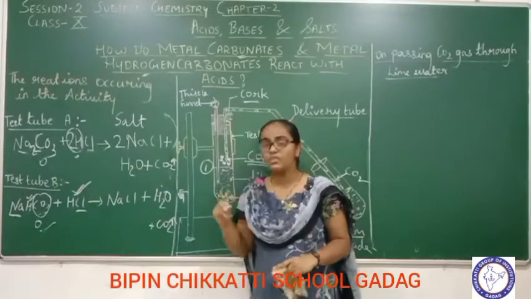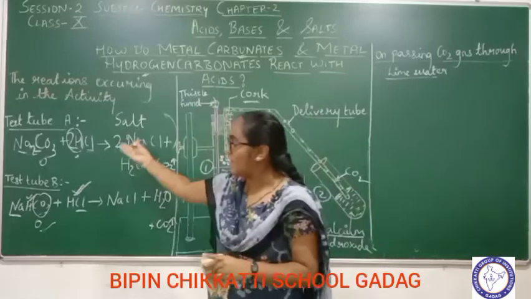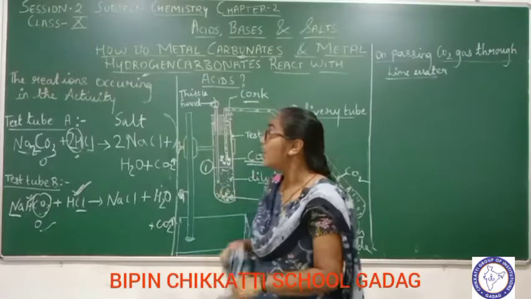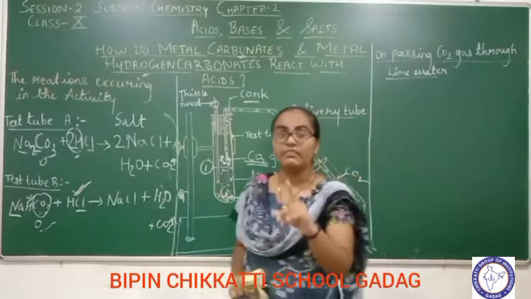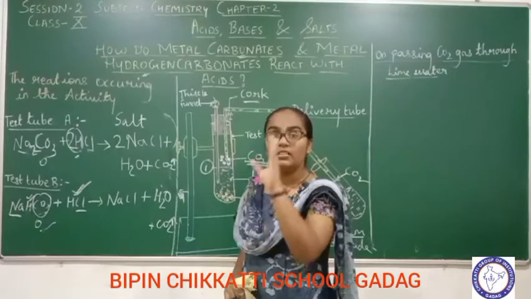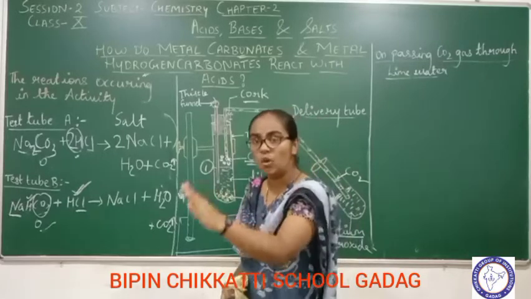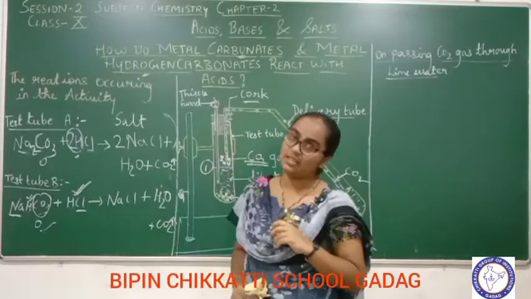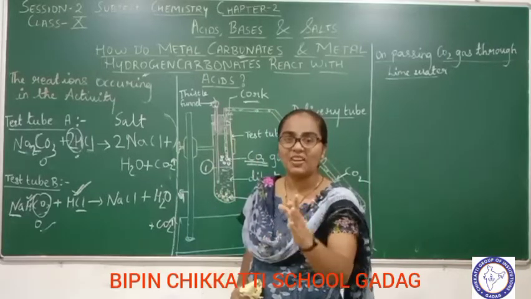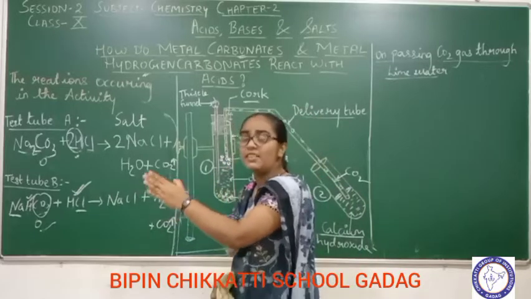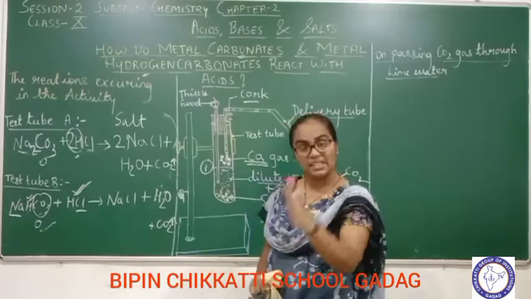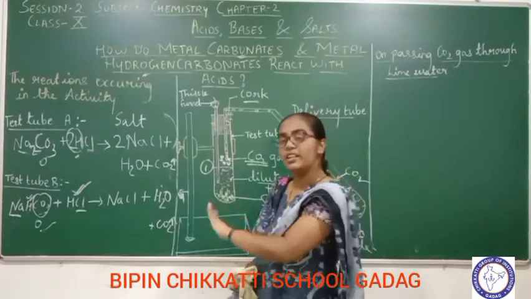So I hope, children, you understood test tube A reaction and test tube B reaction. This is very simple, only we need to understand in more detail. I repeat, whenever sodium carbonate is reacting with hydrogen chloride, the main products, salt plus water plus carbon dioxide gas, have to be formed. The salt is NaCl. Why are we taking NaCl? Because sodium is there. Here also sodium is there, there also sodium is there in the form of a metal. So NaCl salt will form, and water has to form as it is.